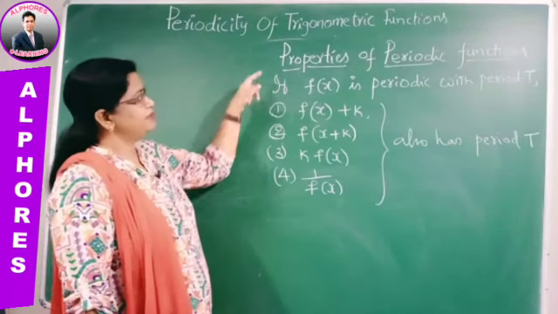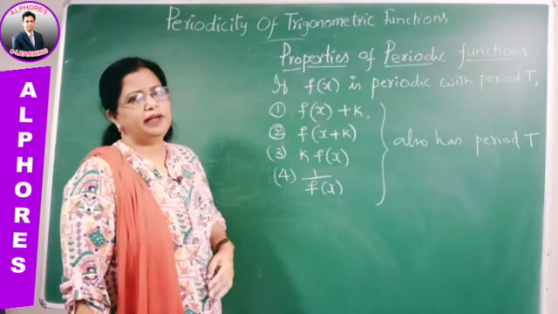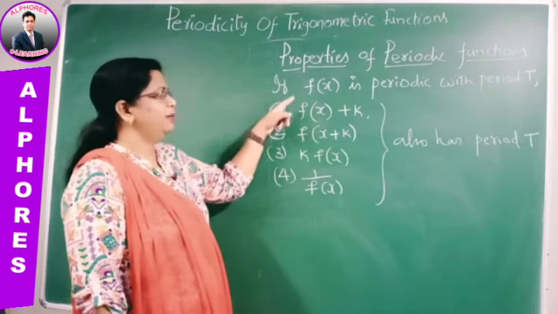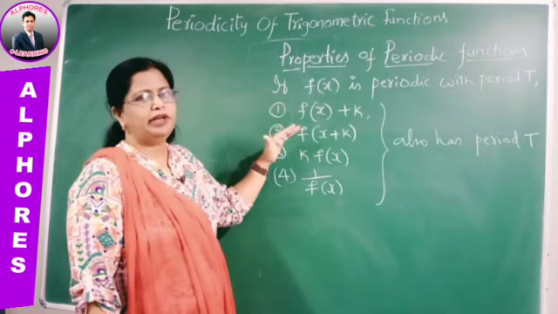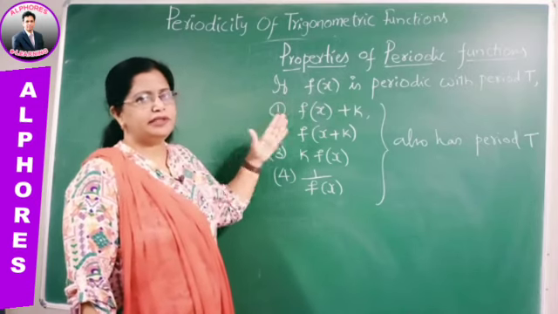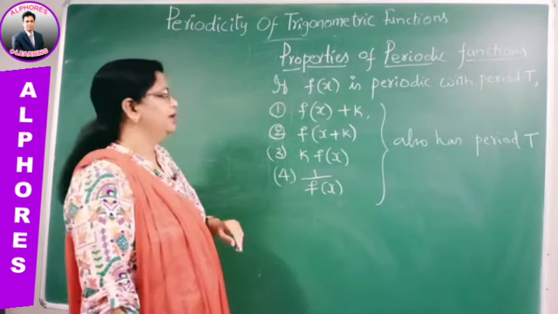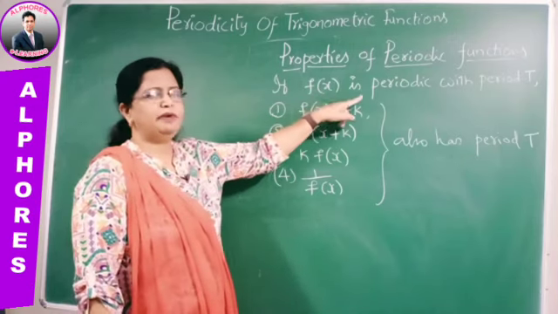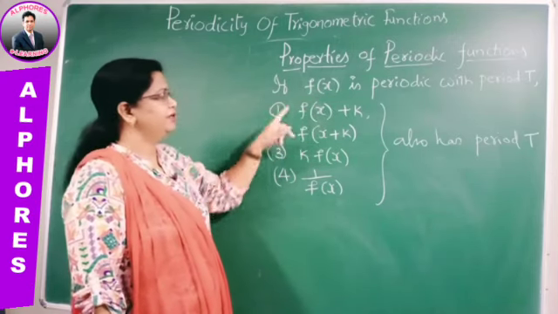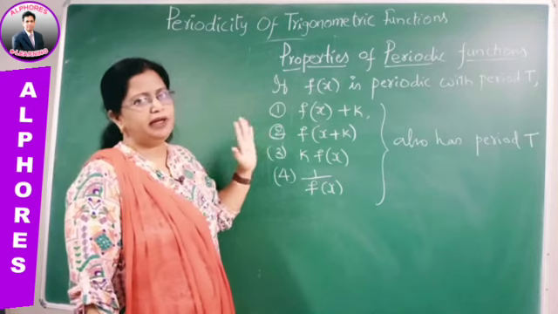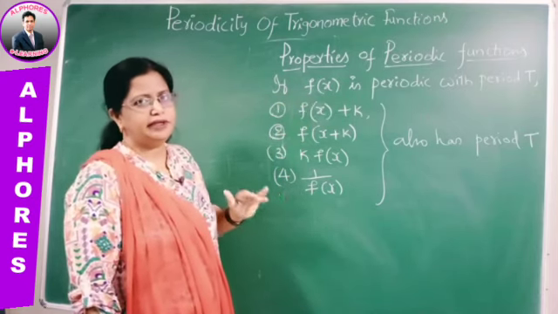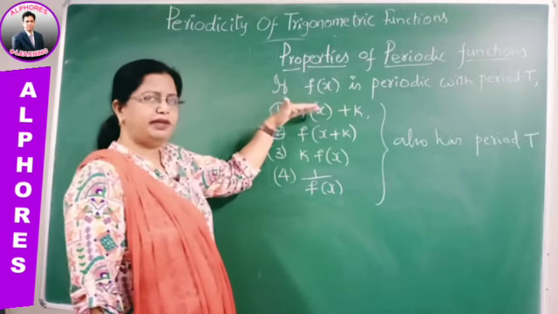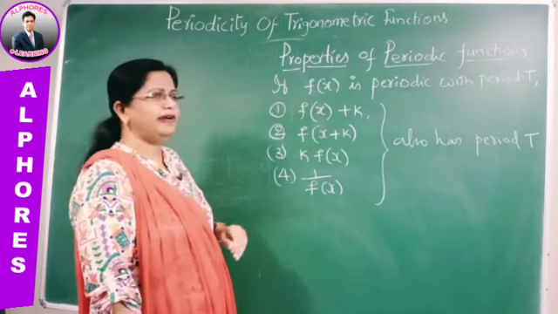now students observe here properties of periodic functions. Whatever properties we are discussing here are not only confined to trigonometric functions, but are suitable for other functions also. Observe, suppose a function is periodic with period t. First of all, the function must be periodic. That means f of x plus t equal to f of x. That must hold good. Then only we can discuss these kinds of values.